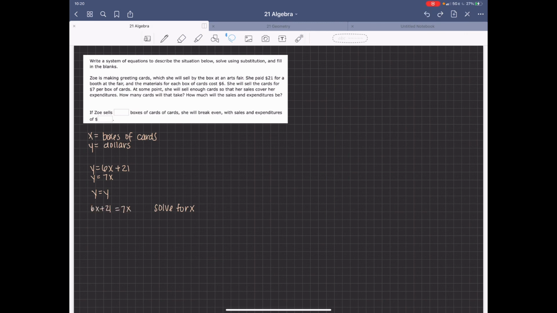We know 6x plus 21 equals 7x. So we're going to set each equation equal to each other. We're going to subtract 6x from both sides, so we get 21 equals 1x. So that means that x equals 21.